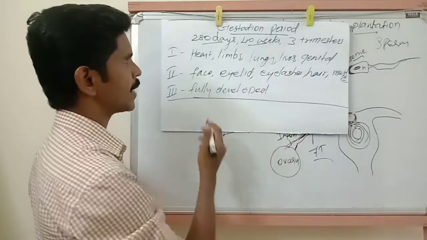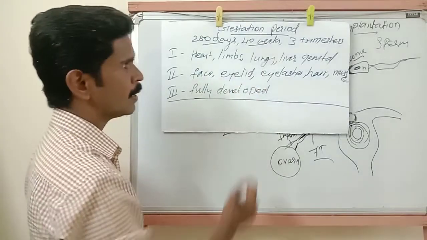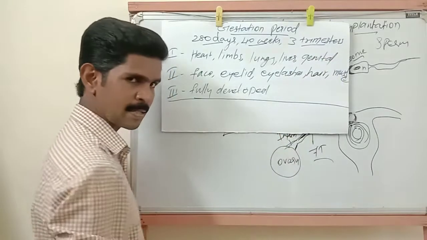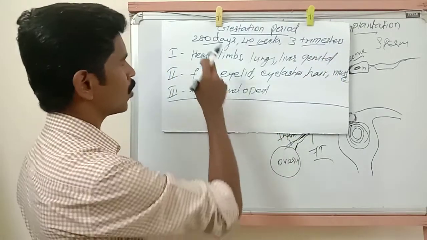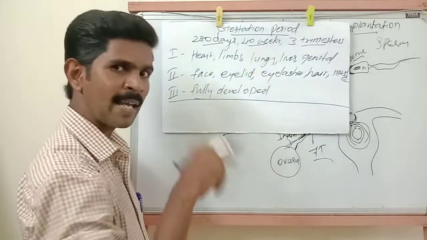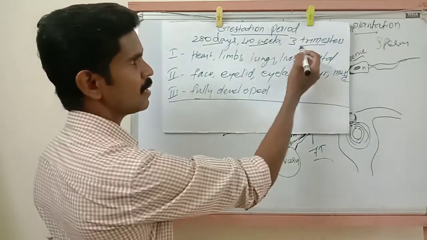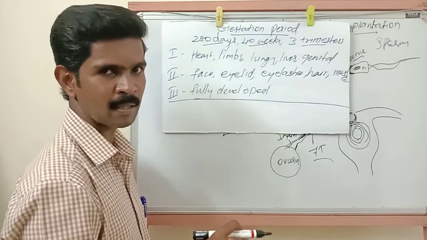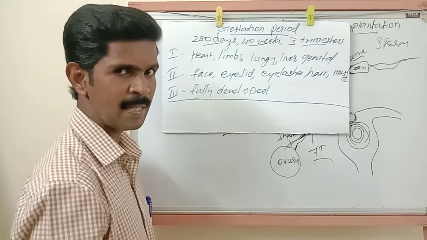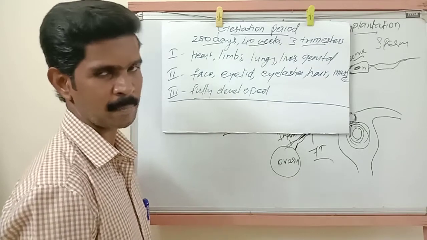Then totally 40 weeks. All these 280 days are converted into how many weeks? 40 weeks. Then all these 40 weeks are divided into 3 trimesters. Listen very carefully. Totally the pregnancy days are 280 days, 40 weeks and 9 months. All these 9 months are considered as 3 trimesters. The first 3 months are the first trimester. Then 4th, 5th, 6th months are the second trimester. Then 7th, 8th, 9th months are the third trimester.